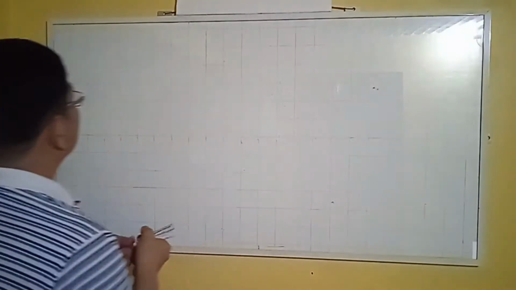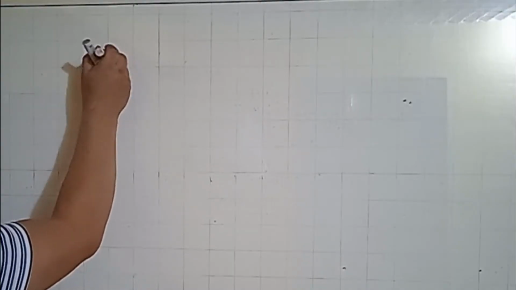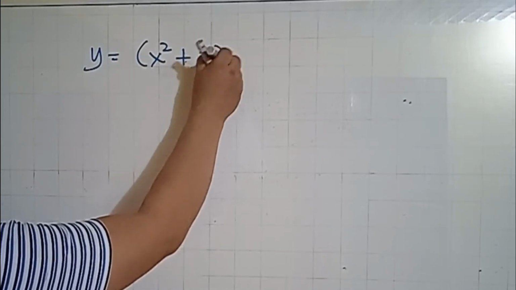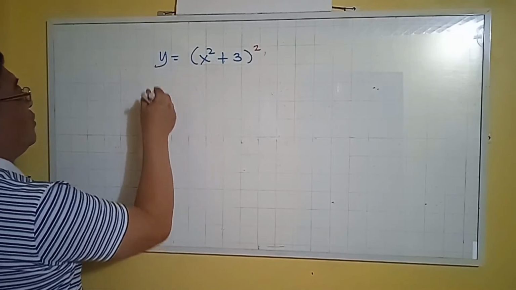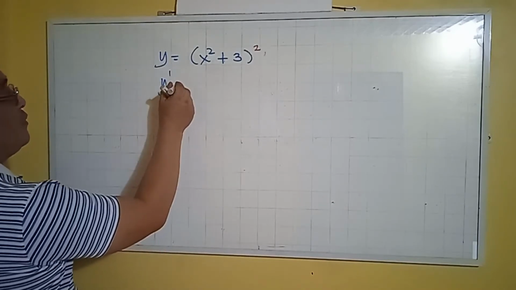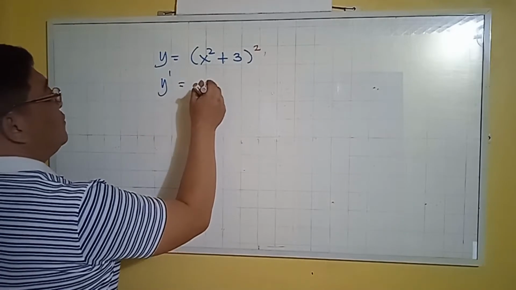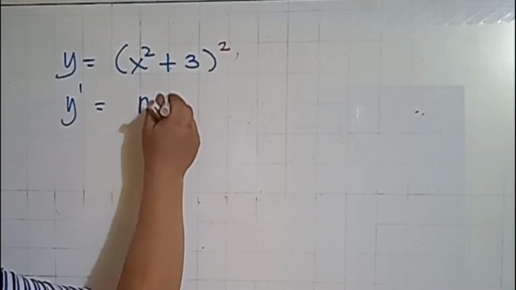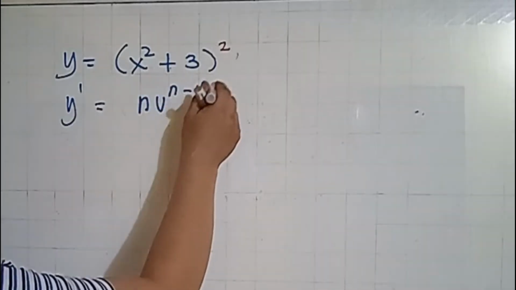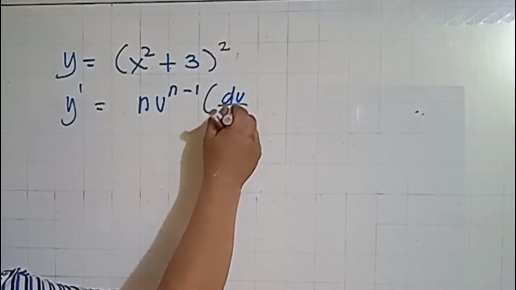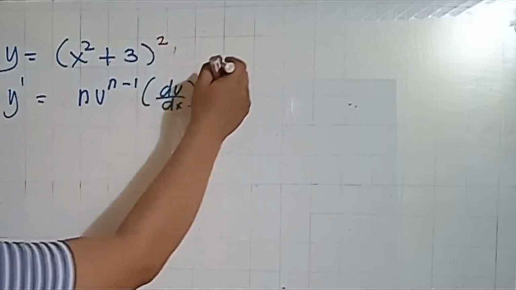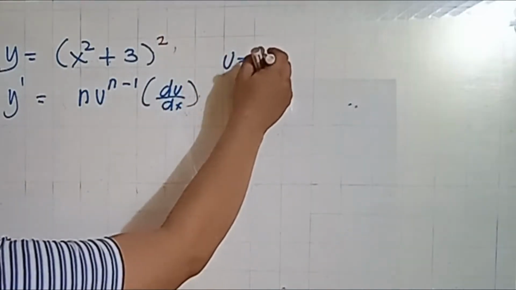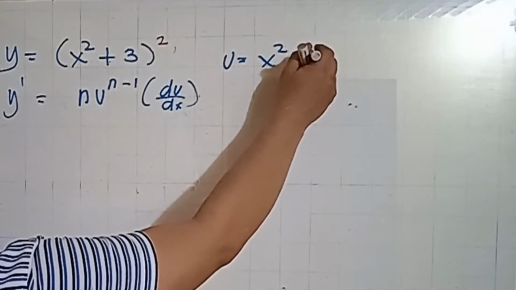Find the derivative using chain rule. So I have a given. So meron tayong formula how to find y prime or derivative is equals to n times u raised to n minus 1 times du over dx. So, i-present natin that u is equals to x squared plus 3.